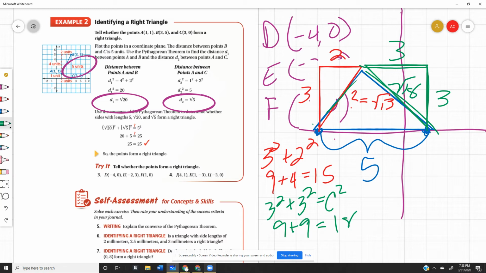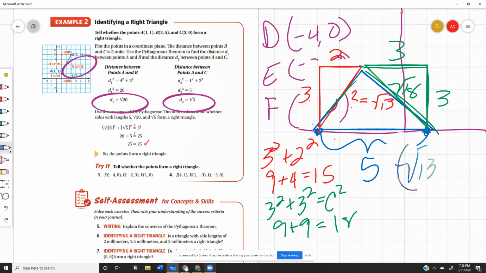So now we can use that. And if we can prove that the square root of 13 squared plus the square root of 18 squared equals 5 squared, then it's a right triangle. If it does not equal 5 squared, then it's not a right triangle. So I'm just going to delete some stuff right here. I'm going to go with a pretty rainbow color.